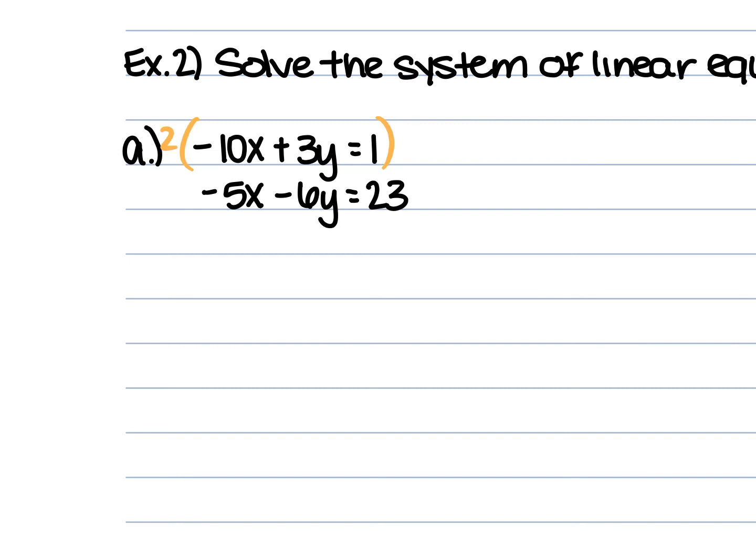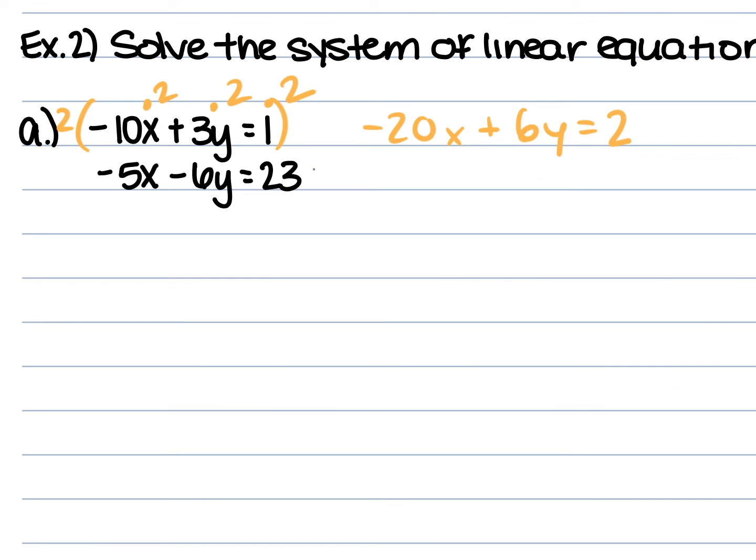So I'm going to multiply my whole first equation by 2. So this becomes -20x plus 6y is equal to 2. So 10x gets multiplied by 2, 3y gets multiplied by 2, and 1 gets multiplied by 2. Everything in my first equation gets multiplied by 2.